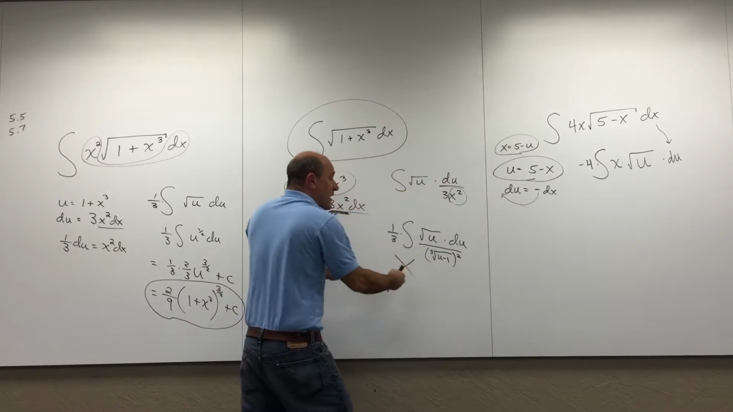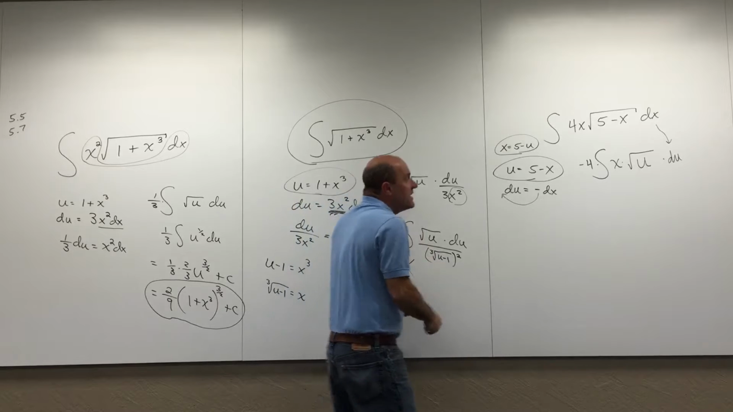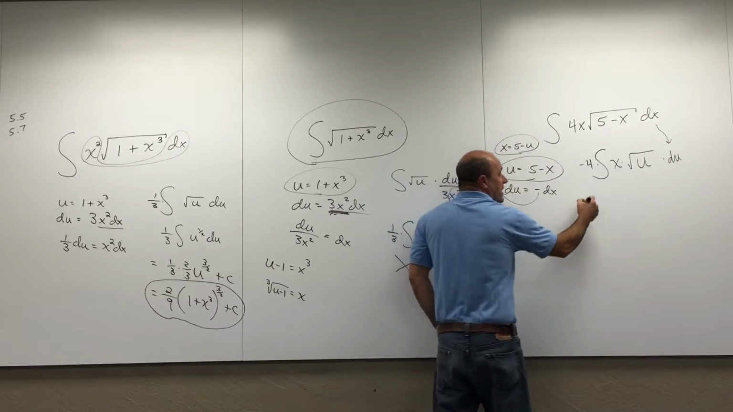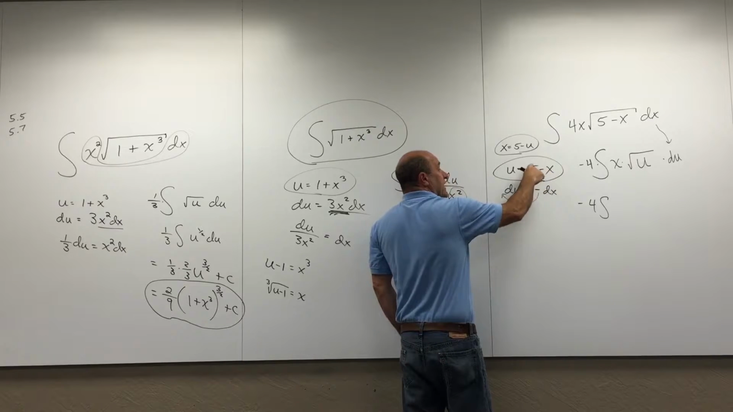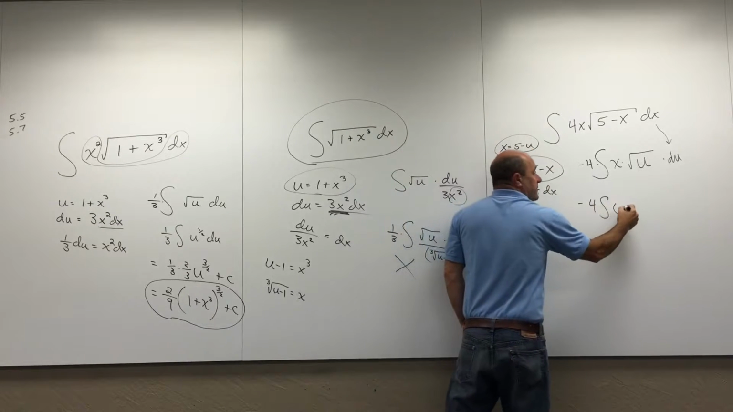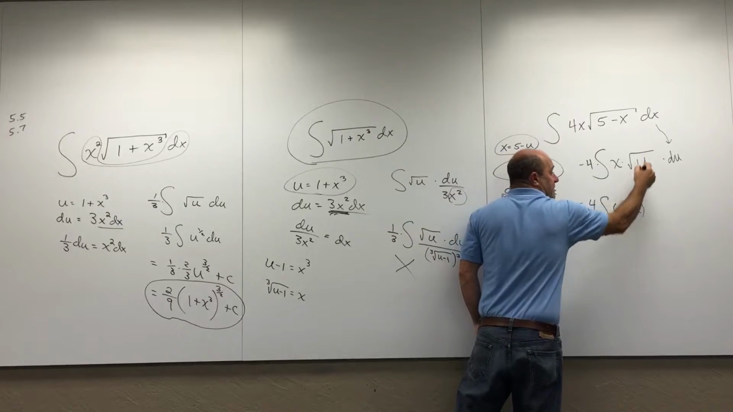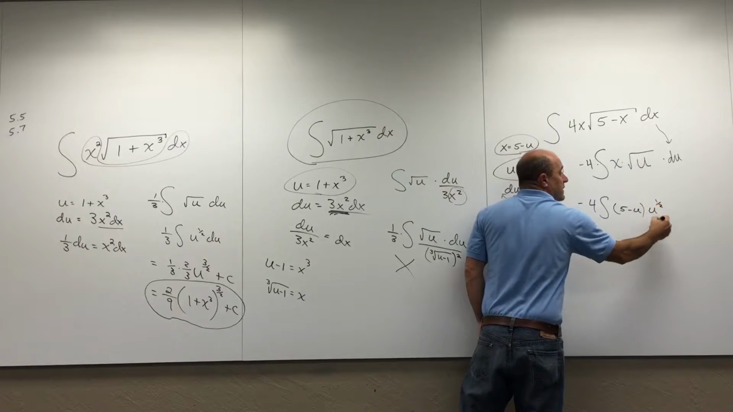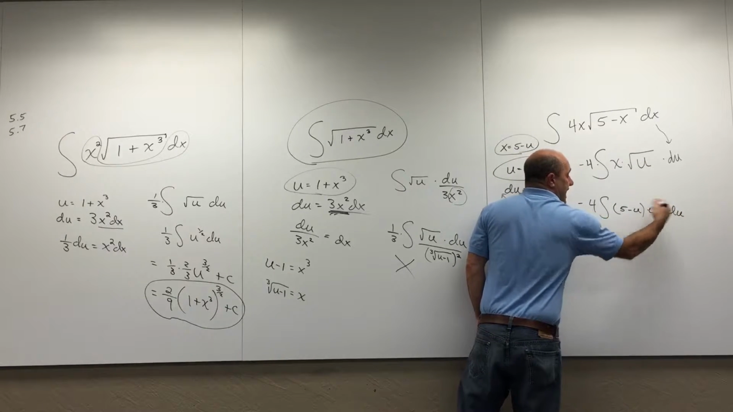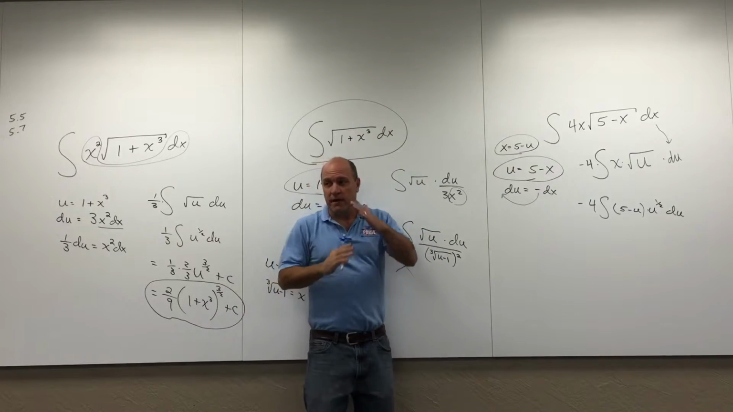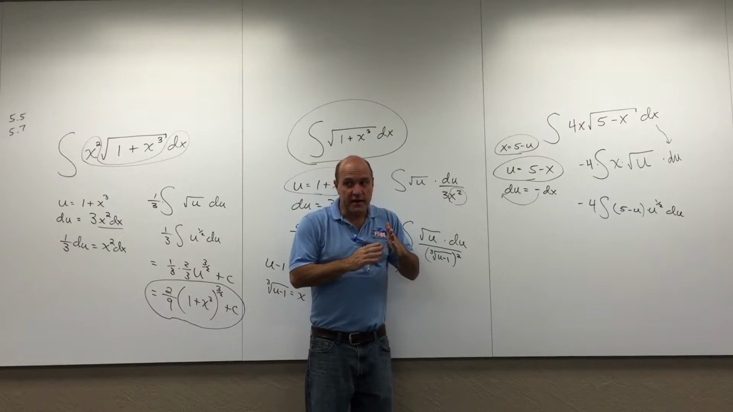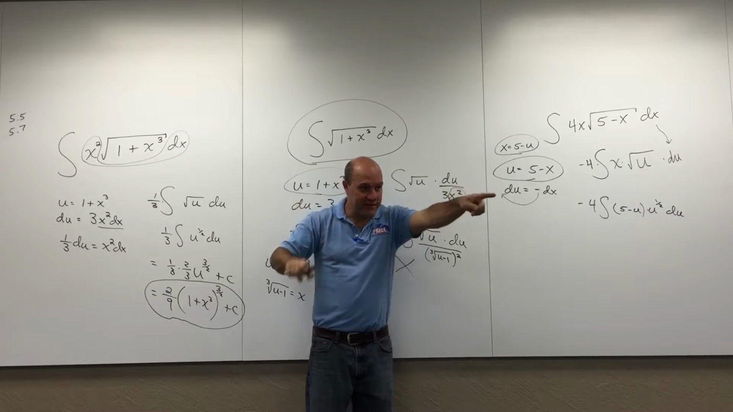Kind of like I did this one, except this one led to a mess. This one will be doable. Here we go. I'm replacing this x with what it is. What is x? 5 minus u, multiplied by this square root of u. And now you can actually do this problem. We can finish this problem. But I'm going to stop and see if you have any questions. Yes?